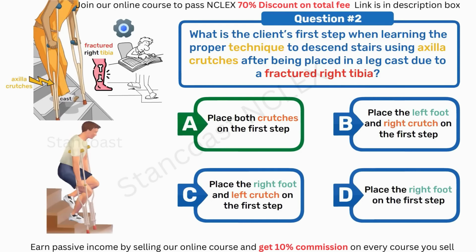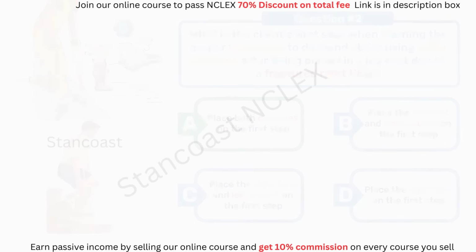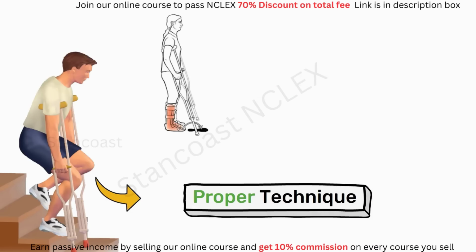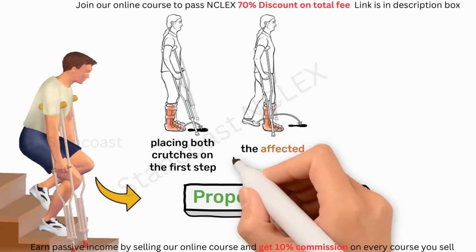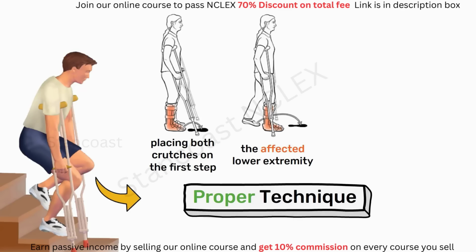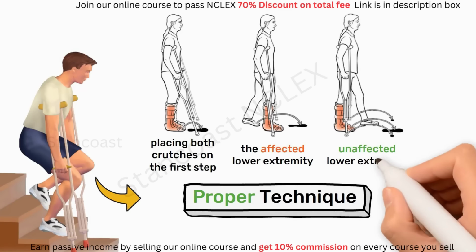Option A is correct. When descending stairs with crutches, the proper technique involves first placing both crutches on the first step. Then, the affected lower extremity should be positioned followed by the unaffected lower extremity.